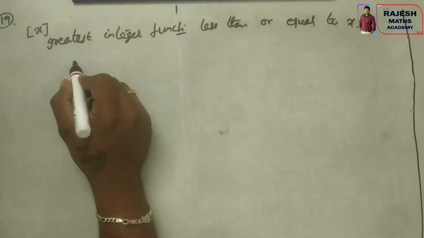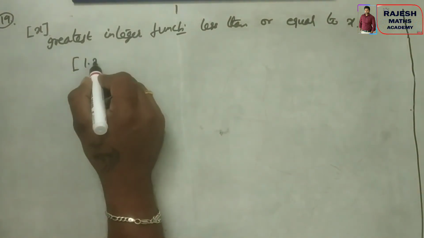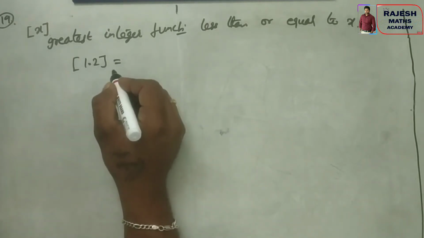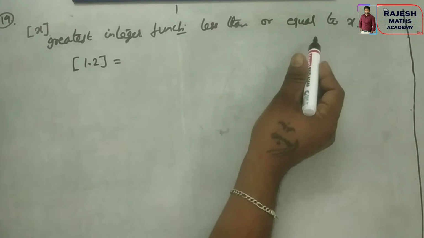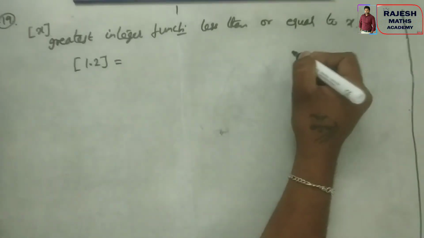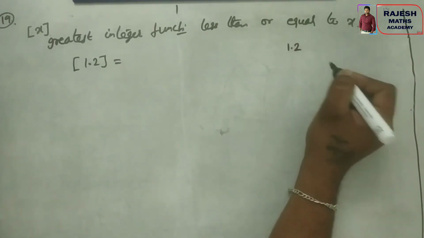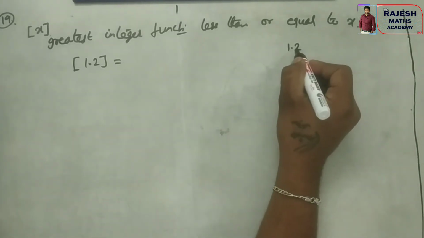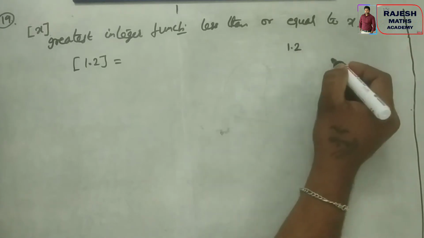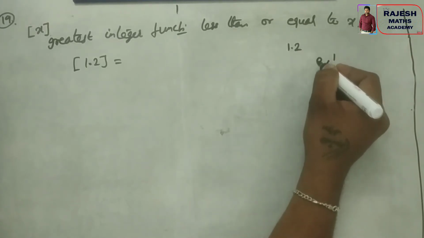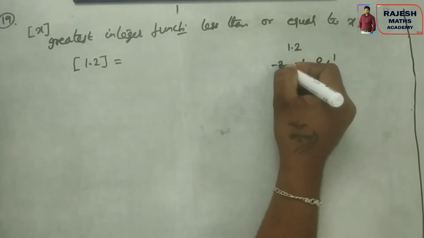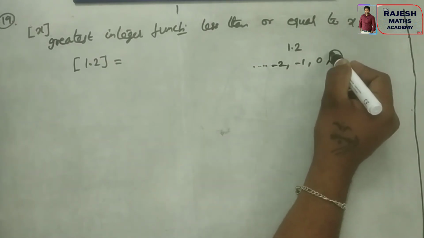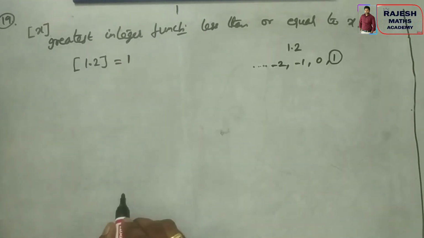For example, if I am taking 1.2, the greatest integer function of 1.2 means the greatest integer less than or equal to 1.2. Equal to 1.2, there is no integer, so we have to check what are the integers less than 1.2. Less than 1.2 we have the integers 1, 0, minus 1, minus 2, etc. Among all these, the greatest integer is 1, so its value is 1.